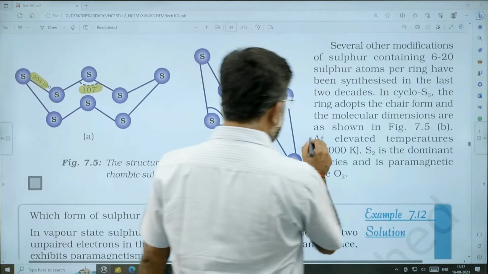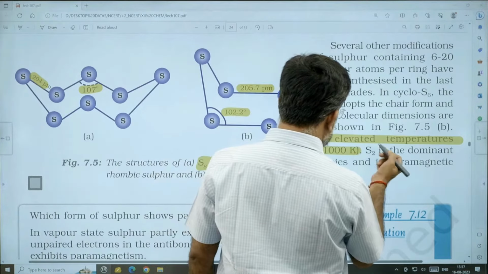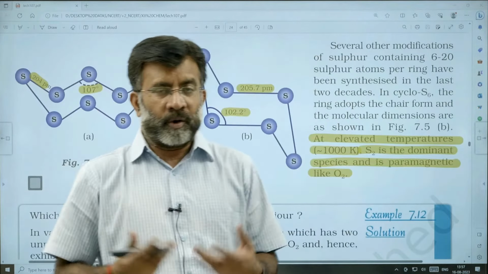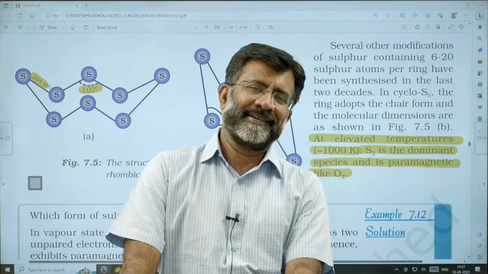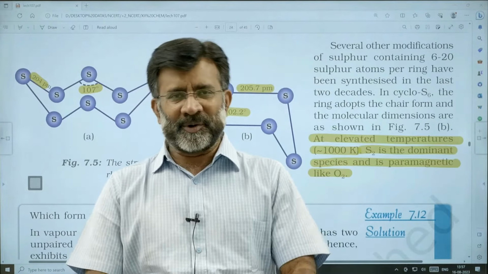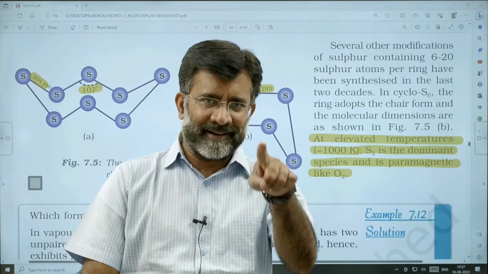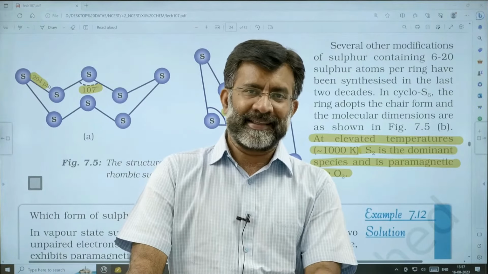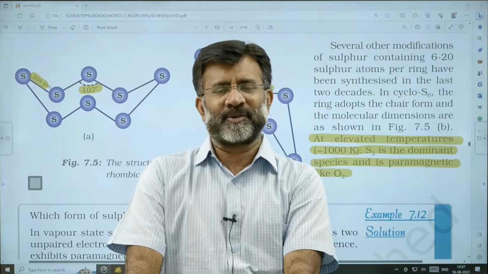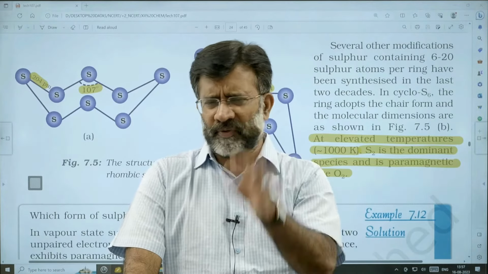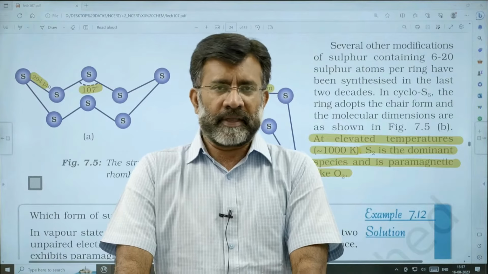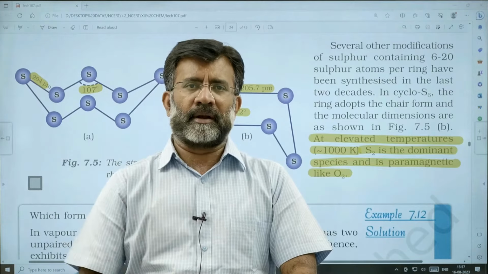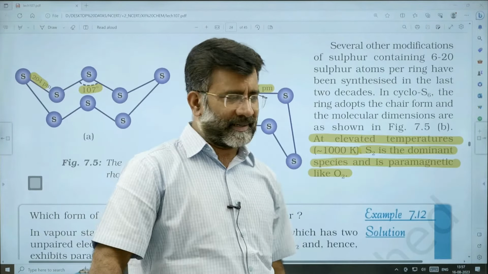At elevated temperatures, around 1000 Kelvin, S2 is the dominant species and is paramagnetic like O2. How is S2 paramagnetic like O2? O2 is paramagnetic due to the presence of two unpaired electrons in the antibonding pi star orbitals, pi star 2px1 and pi star 2py1. In the same way, at a higher energy level, S2 is also paramagnetic due to two unpaired electrons in the pi star orbitals. Okay.